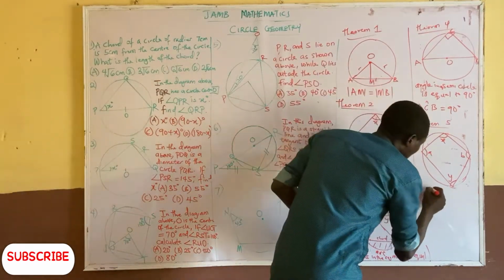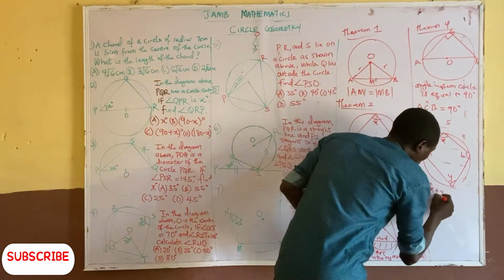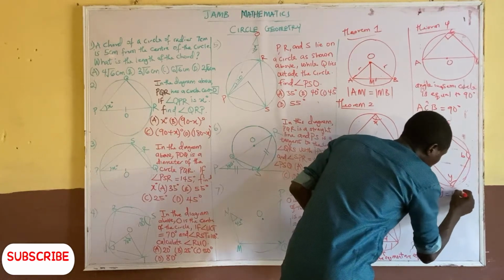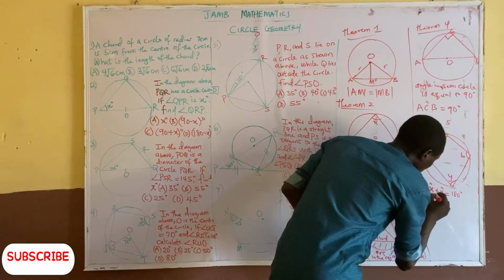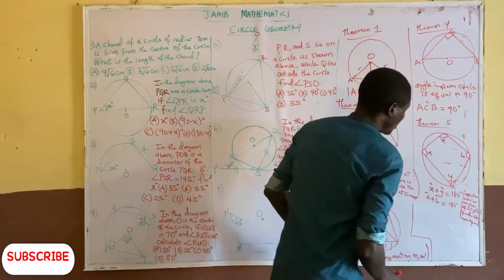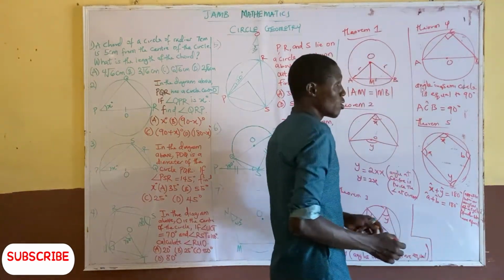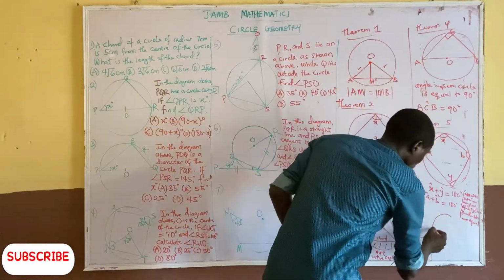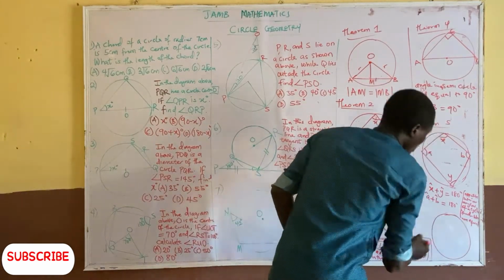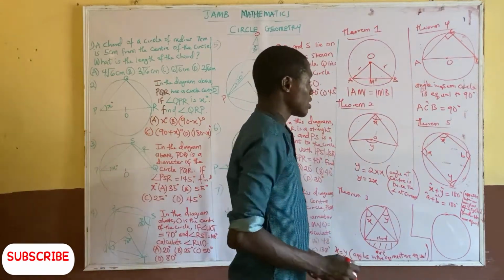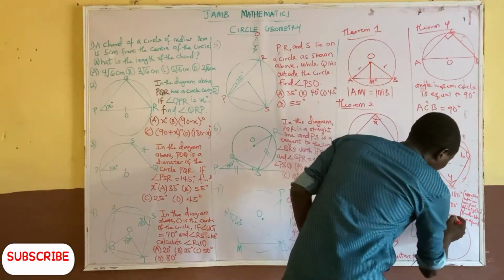What do I mean by that? Angle X plus angle Y is equal to 180 degrees, and angle A plus angle B is equal to 180 degrees. That is one theorem under cyclic quadrilateral. We have another theorem under cyclic quadrilateral, and that theorem is all about this.